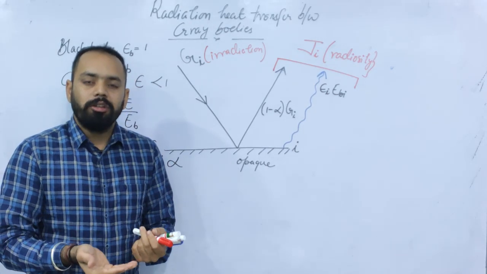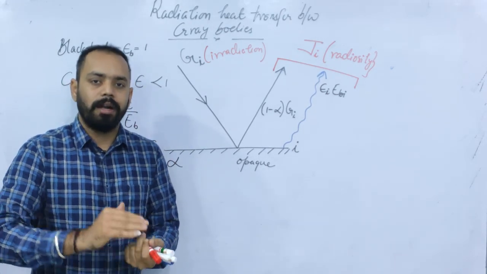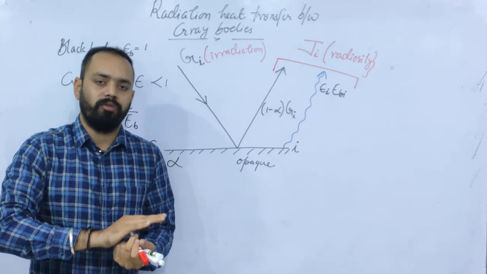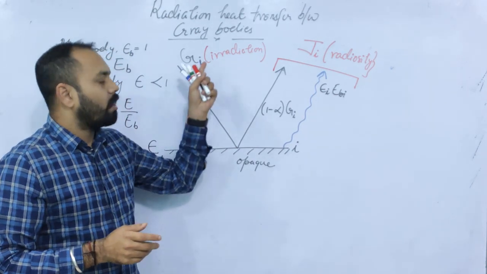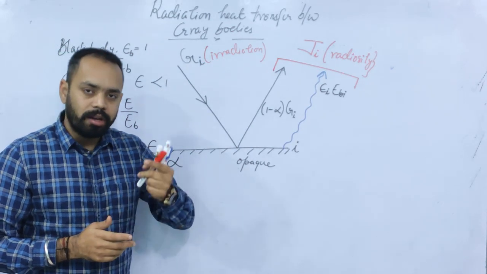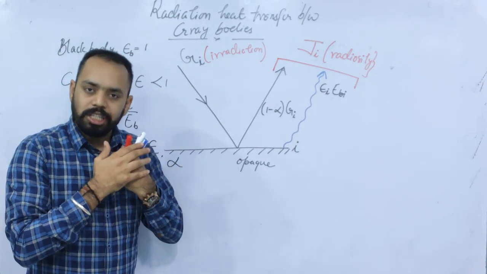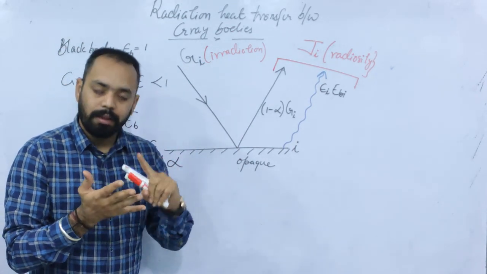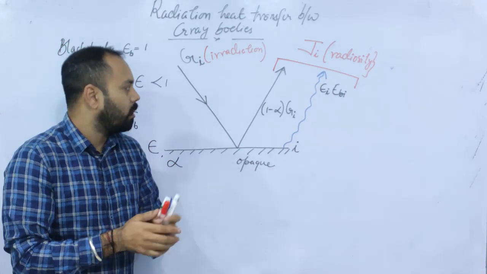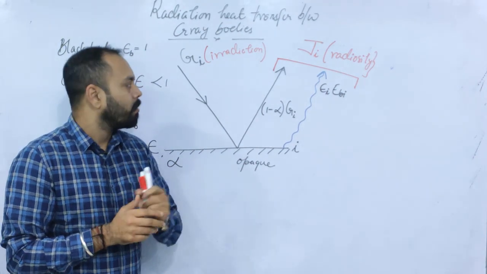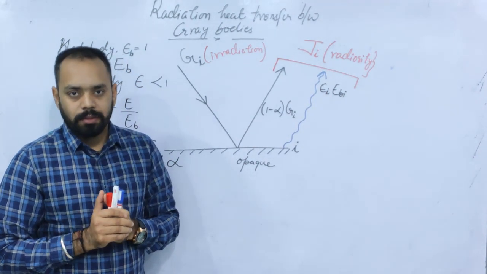The irradiation for a surface means whatever radiation is falling on it from all the sources, all types should be included. And the units are energy per unit area per unit time. Radiosity is whatever radiation is leaving the surface. Either it is emitted or it is reflected, both should be considered, right? So that becomes Ji. Okay.